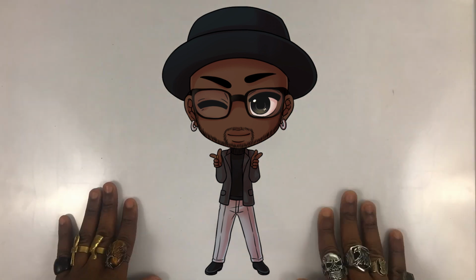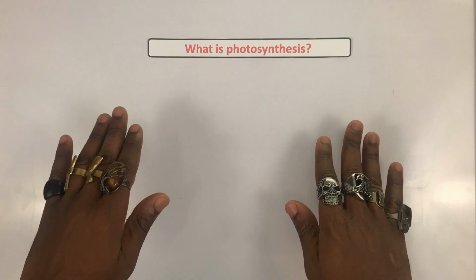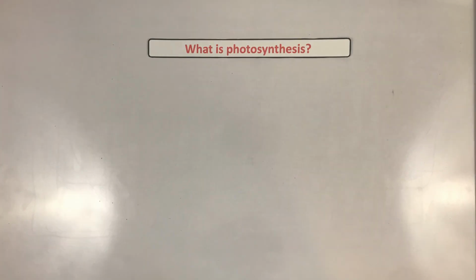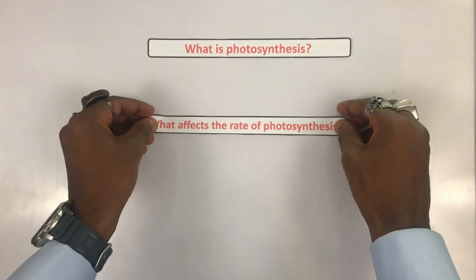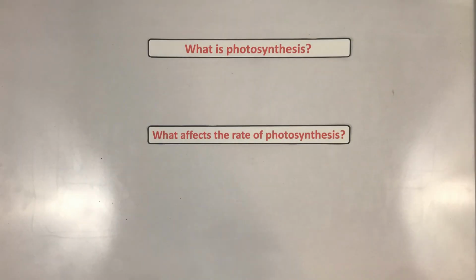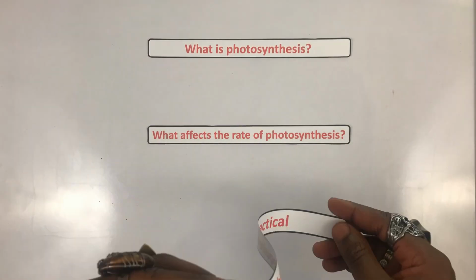This video is broken down into these three sections. Number 1, what is photosynthesis? Number 2, what affects the rate of photosynthesis? And number 3, the required practical, of course.